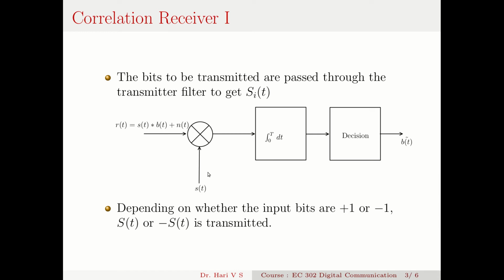Now at the receiver, I have a copy of this s(t), the transmitted impulse response. All I do not know is whether I get s(t) or minus s(t) at a given instant. So the received signal is multiplied with s(t) and then integrated over one bit duration, 0 to T. Together this is equivalent to a dot product. Depending on whether the input bit is plus or minus 1, s(t) or minus s(t) is transmitted, and at the receiver this is multiplied by s(t) and integrated to yield a single value. If the single value is greater than 0, a decision is made that bit 1 was transmitted. If it is less than 0, I say bit minus 1 was transmitted.